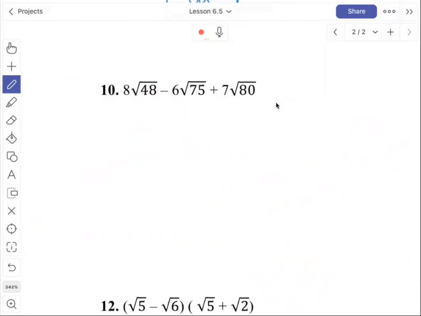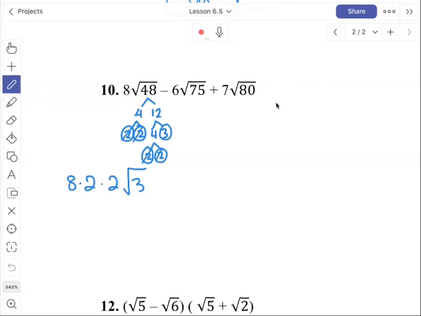All right, so I am going to break this down, 4 and 12. All right, this is 2, 2, 4 and 3, 2 and 2. All right, so I can take out a pair of 2s, another pair of 2s, and I'm left with a 3 on the inside. All right, so this is 48 rad 3.